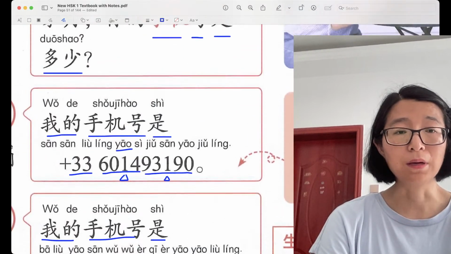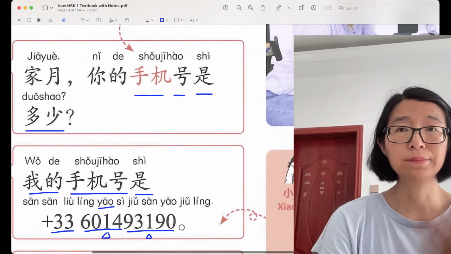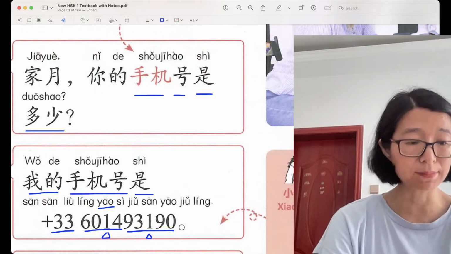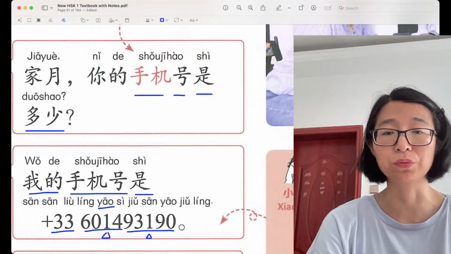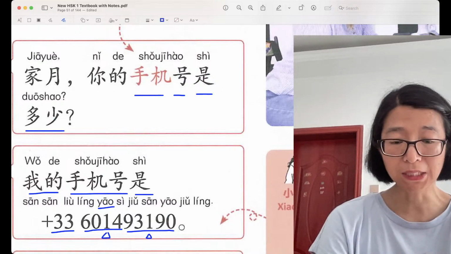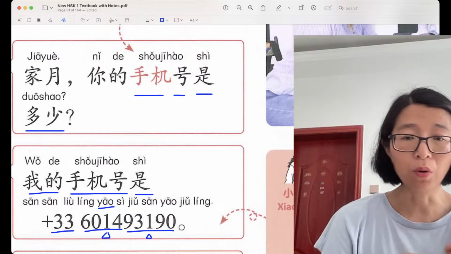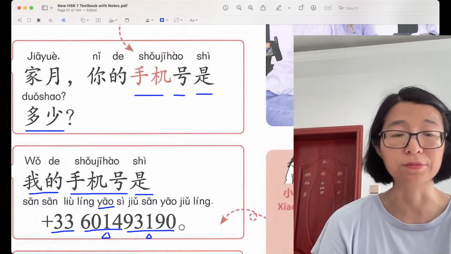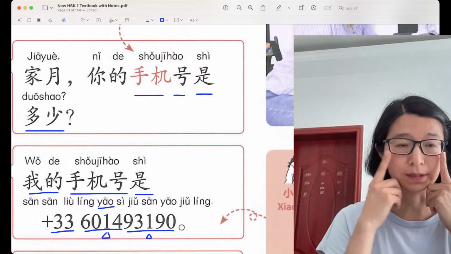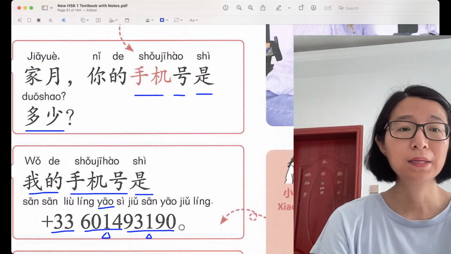Nice. Okay, now let's read one more time. Repeat after me and pay attention to your pronunciation, tones, and the little details about pause and the pronunciation of yao. Okay, listen and read.